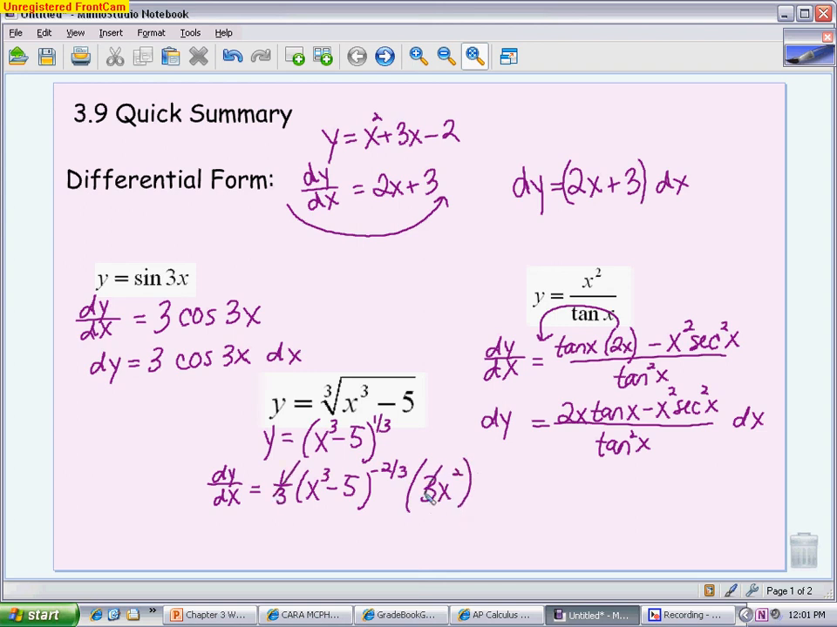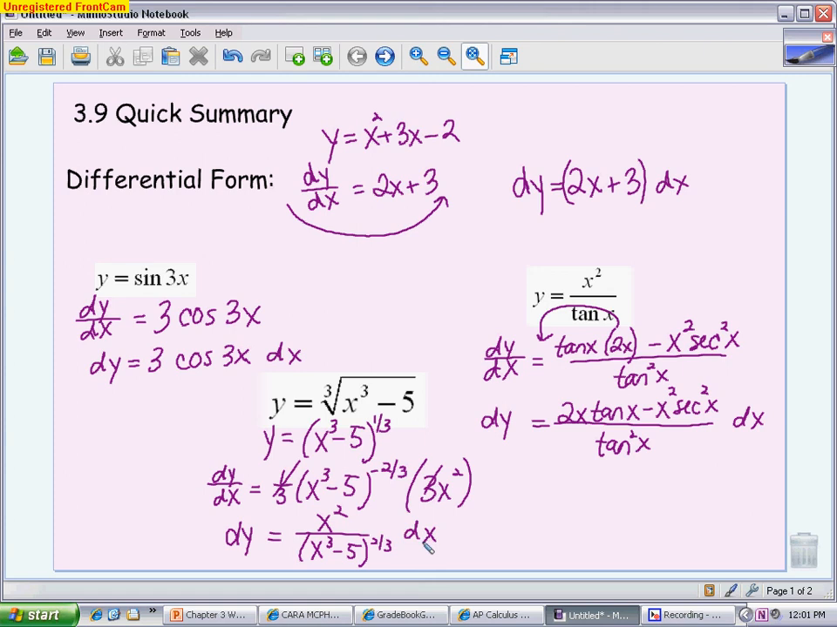I'm going to move my negative exponent down. So I'm going to do all the things that I would have done last chapter. So I have x squared over x cubed minus 5 to the 2/3. And then to put it in differential form, dy is alone on the left, and then we put dx. Again, I usually put it at the very end, kind of after the fraction. If you want to multiply by what's in the numerator, that would also be appropriate.